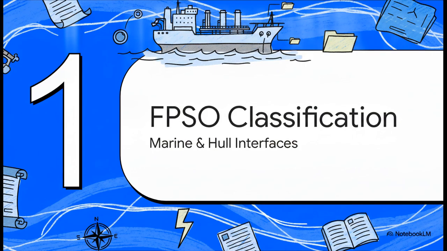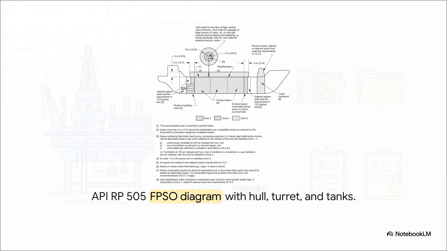Section 1. The FPSO Classification Layer. Adding the Marine and Hull Interface. And this brilliantly illustrates exactly what we're talking about. An FPSO isn't just a processing plant, right? It's literally a ship. You've got a massive hull, you have internal cargo tanks storing hydrocarbons, and you have these incredibly complex systems like the turret and moon pool that moor the vessel and bring fluids right up from the seabed.